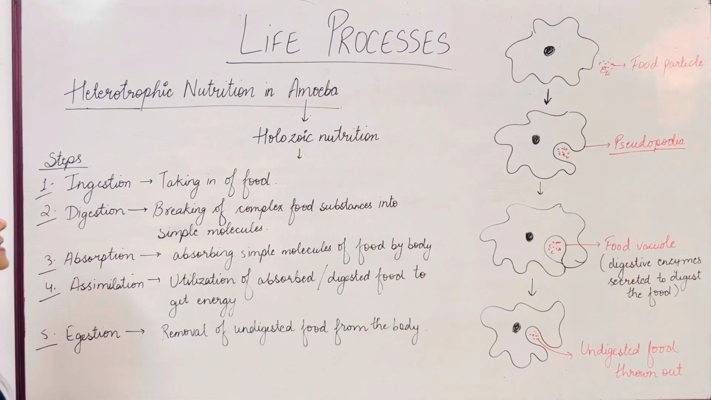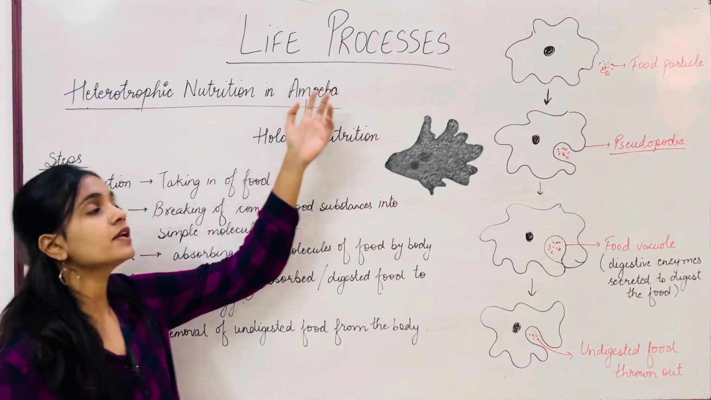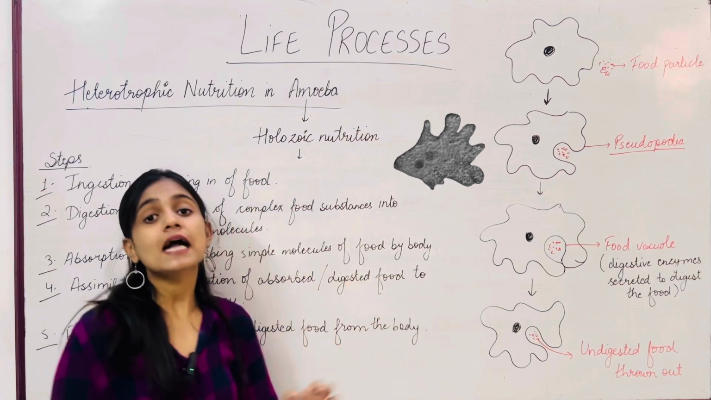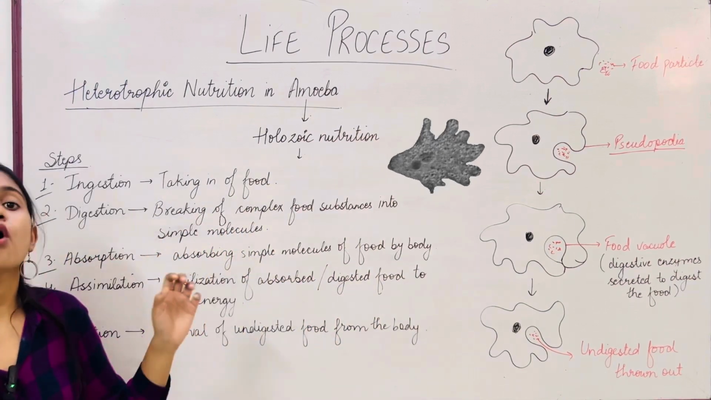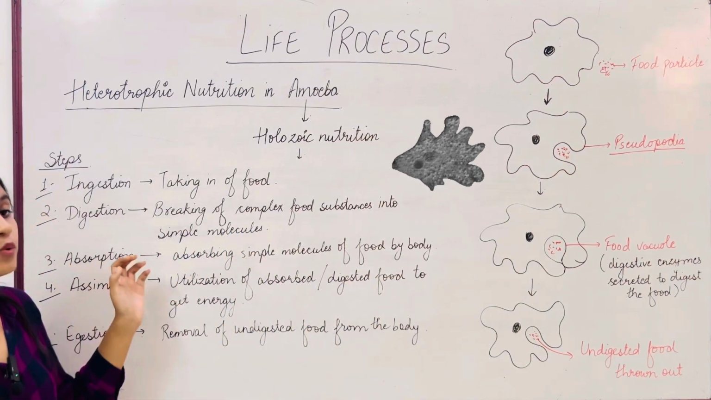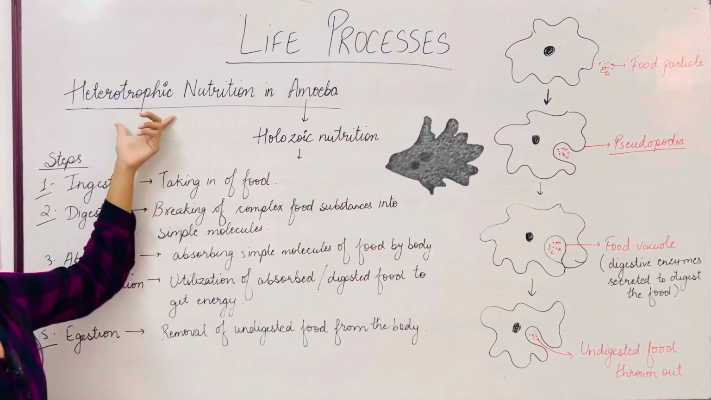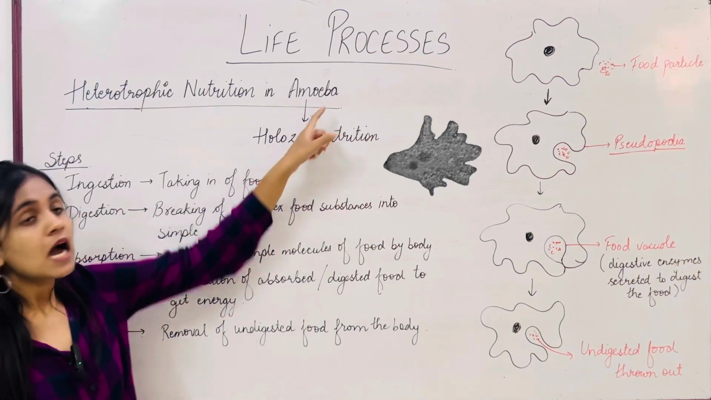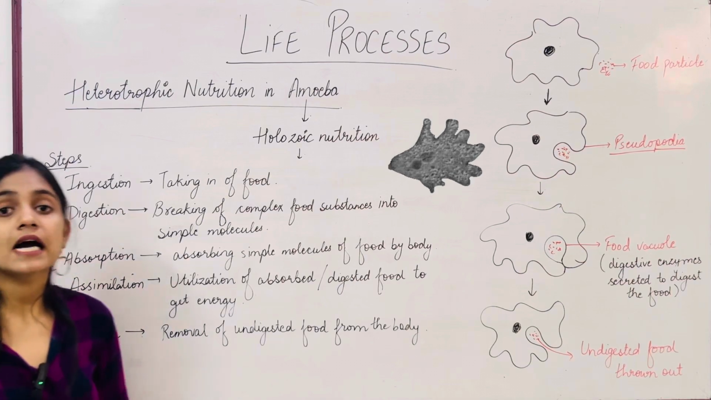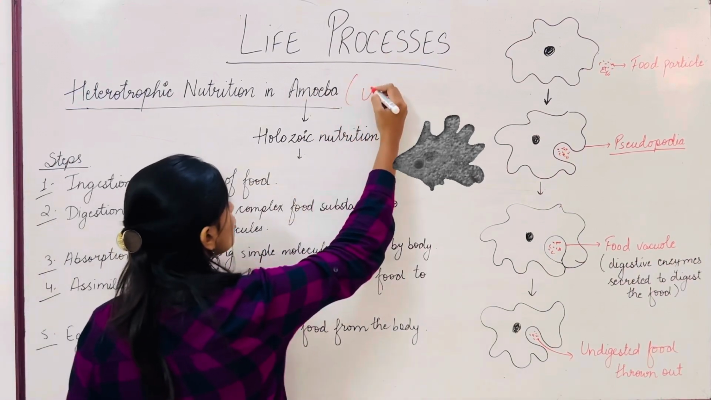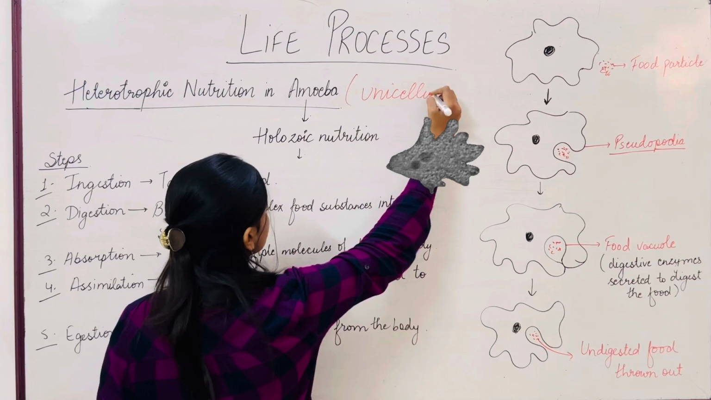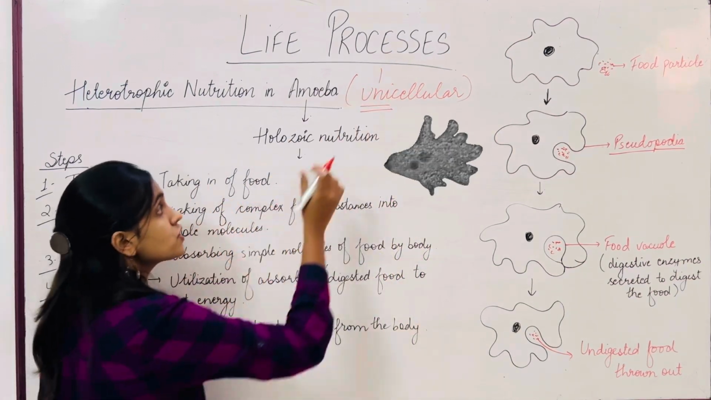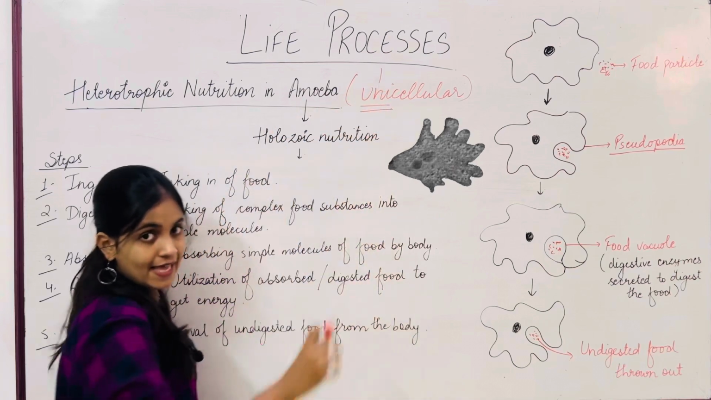Now we will be discussing heterotrophic nutrition in amoeba. We talked about opening and closing of stomata, that was the last topic of autotrophic nutrition. Now we will be discussing in detail about heterotrophic nutrition. The first organism I have taken is amoeba. You all know that amoeba is a unicellular organism. What do you mean by unicellular? Uni means one, which is composed of one cell.